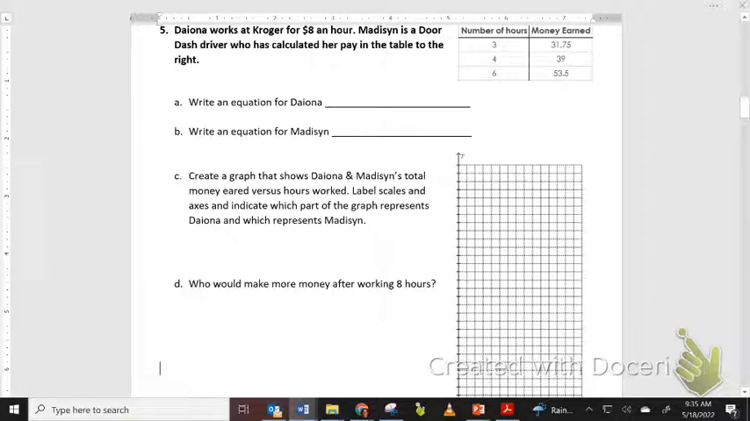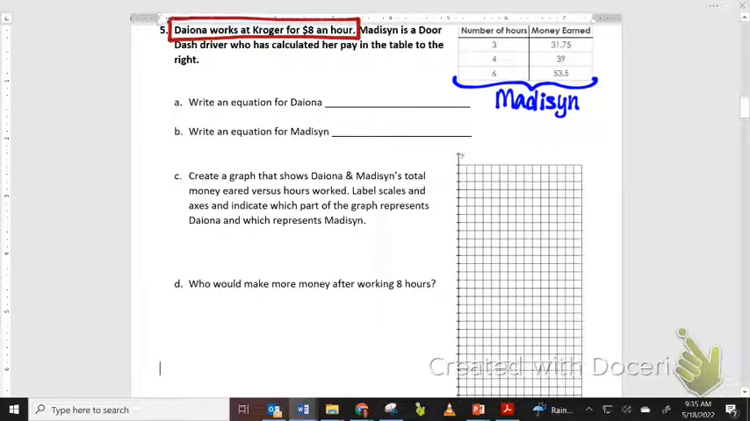Diana works at Kroger for $8 an hour. Madison is a DoorDash driver who has calculated her pay in the table to the right. So this is Madison's money. And then Diana gets $8 an hour. Write an equation for Diana. What's Diana's equation going to look like? What form should it be in?